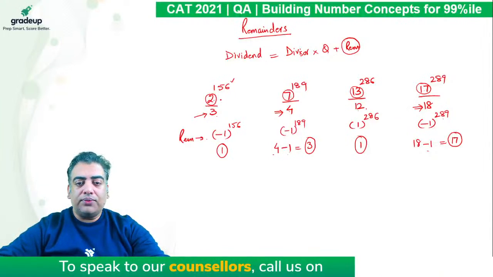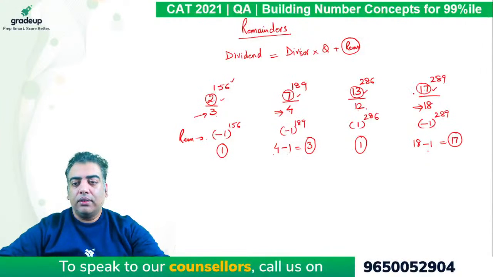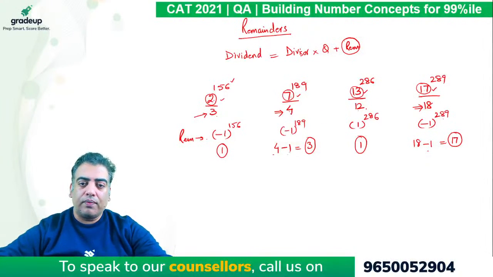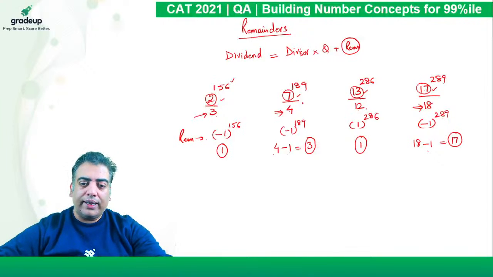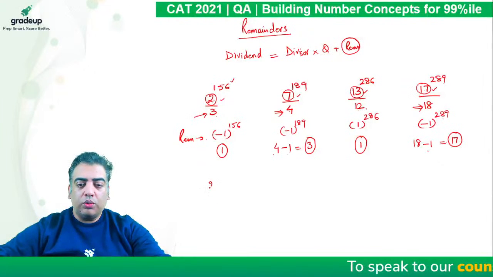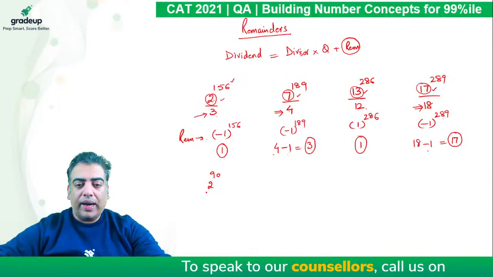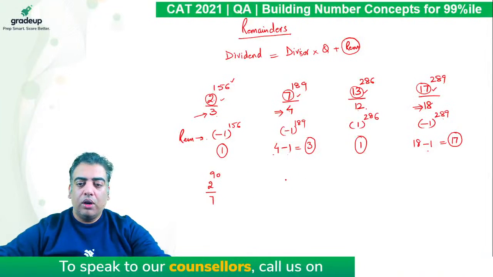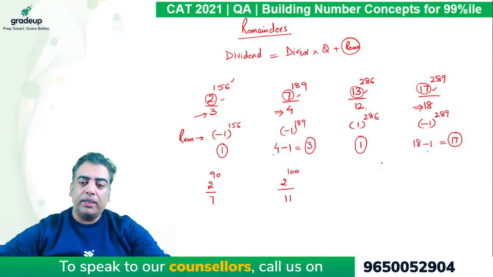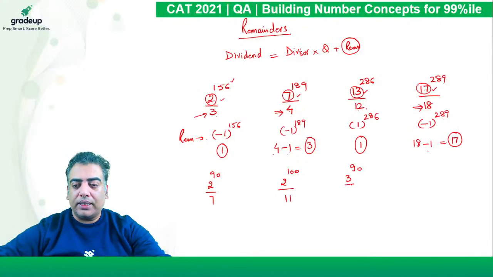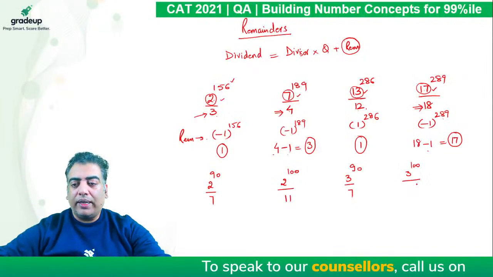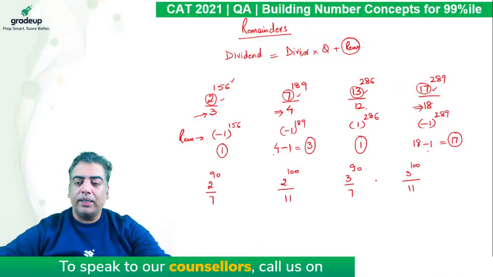So they are the cases when the number given to me here is one more or one less than the multiple of the divisor. Now let's say if we come across a case wherein the number is 2 raised to power 90 divided by 7, what is the remainder? Or maybe 2 raised to power 100 when divided by 11, what is the remainder? Or maybe 3 raised to power 90 divided by 7, what is the remainder? Or 3 raised to power 100 divided by, let's say, 11, what is the remainder?